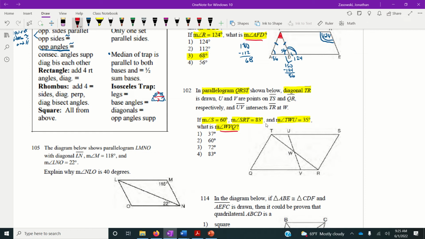So WVQ is right here. That's the angle we're trying to find. And then we're going to label everything else. So angle S is 60. SRT, which is this angle right here, is going to be 83. And TWU, which is the angle right in here, is going to be 35. Okay. Think about if you have any ideas on how to figure out what the measure of this red angle is.